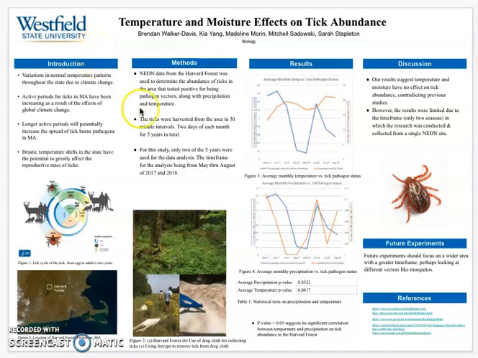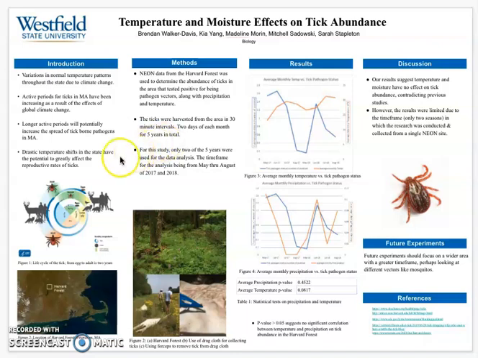So for our research project, we looked at the effects of temperature and moisture on tick abundance. In Massachusetts, the normal temperature patterns have seen increasing variation due to global climate change. This has resulted in longer active periods for ticks. Longer tick active periods have the potential to increase the spread of tick-borne diseases such as Lyme disease.